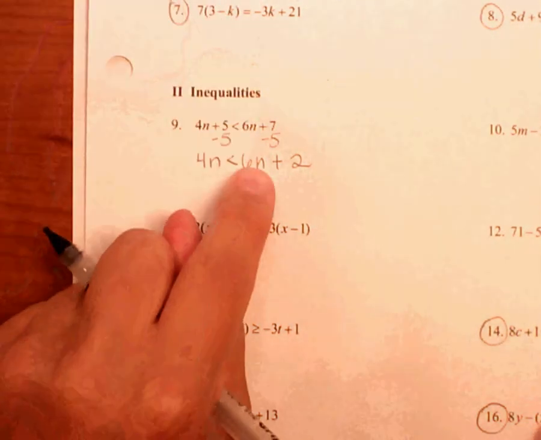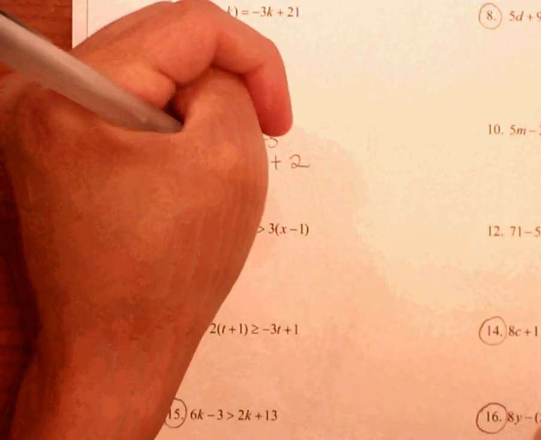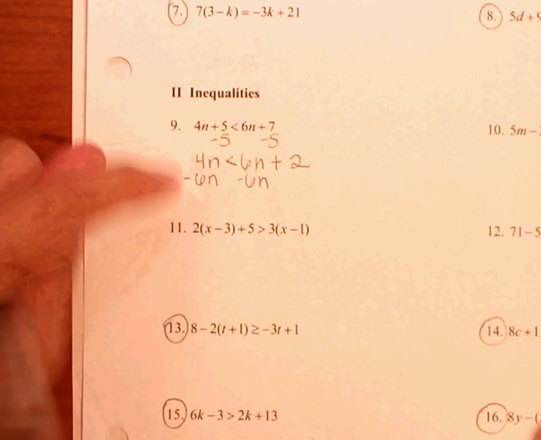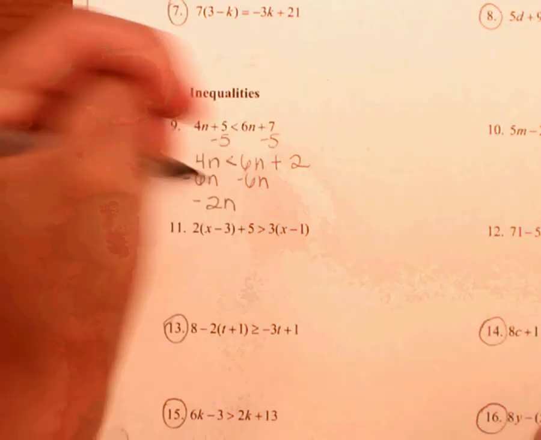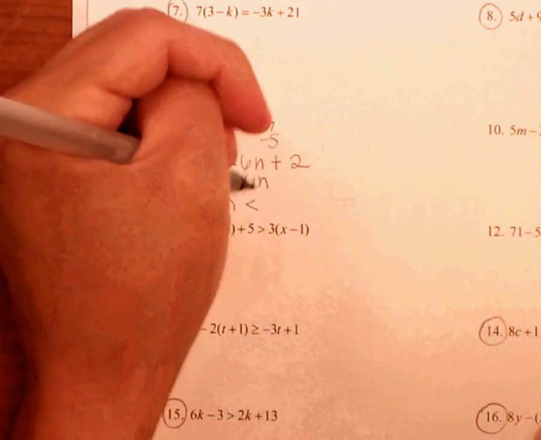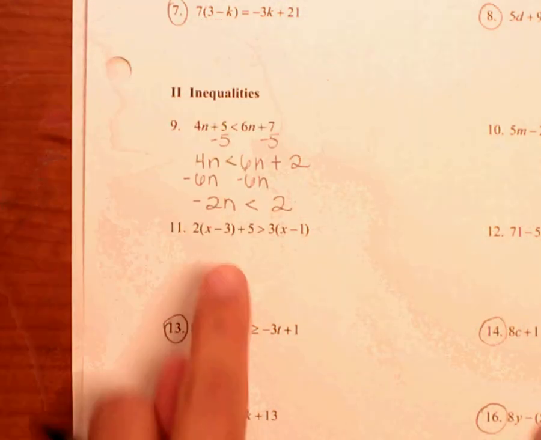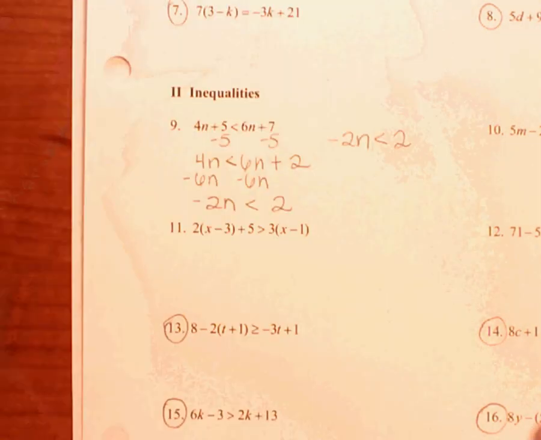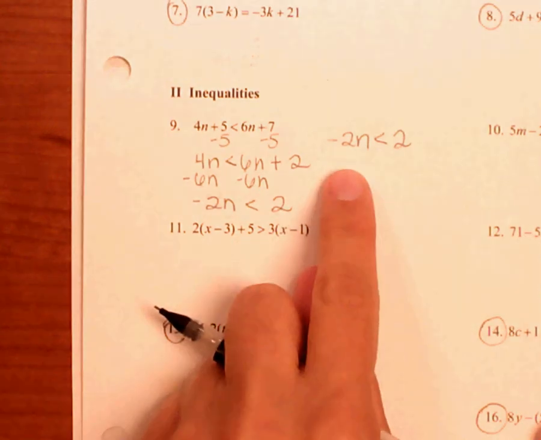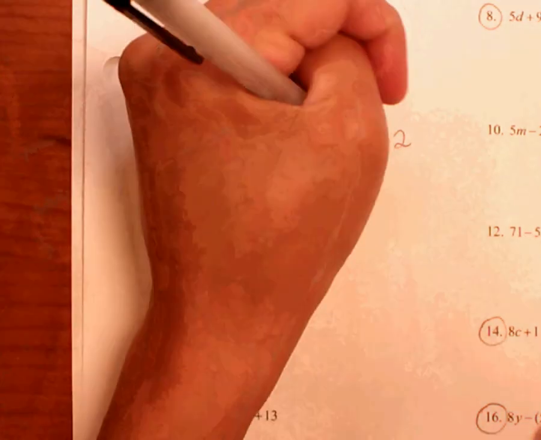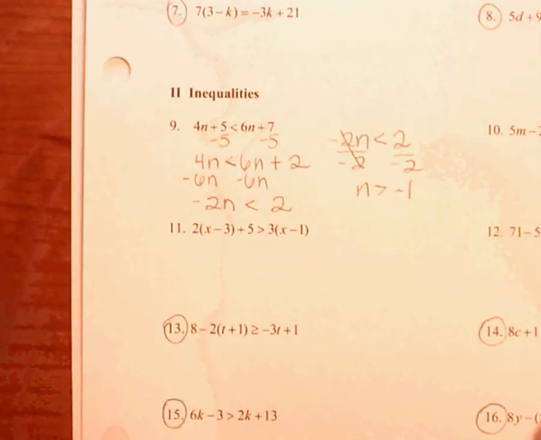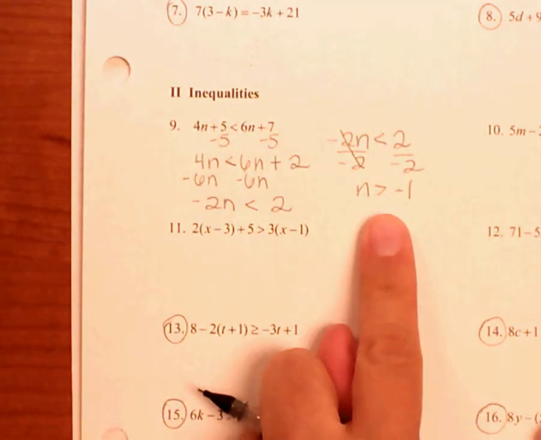I want this 6n on the other side, so I'm going to subtract 6n from each side. So 4n minus 6n is negative 2n is less than 2. I'm going to carry this over here. Negative 2n is less than 2. Now, again, we're dividing by a negative number. When you divide by a negative number and it's an inequality, you have to flip your sign. So n is greater than negative 1.